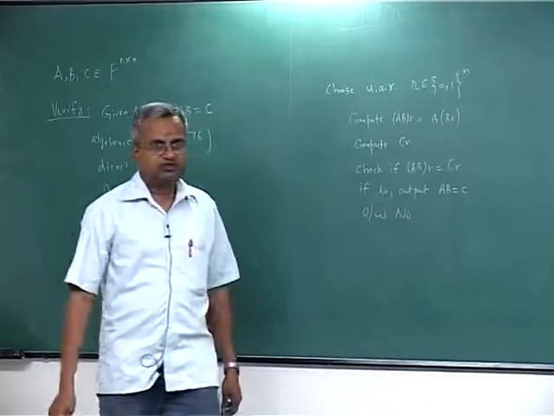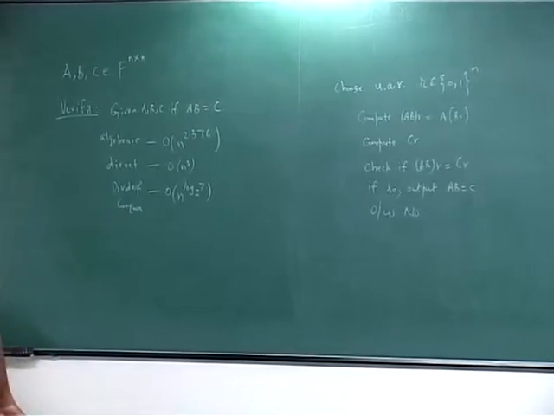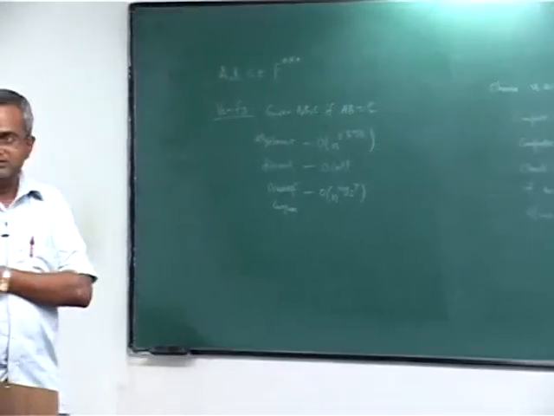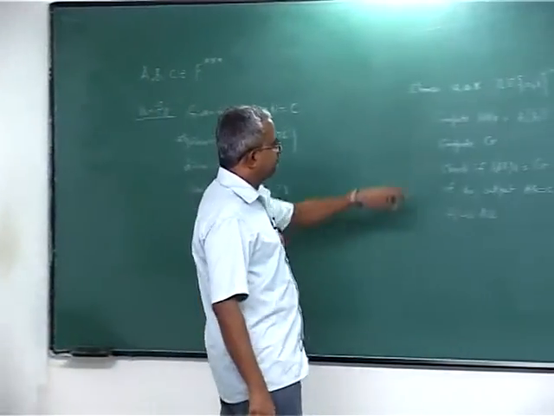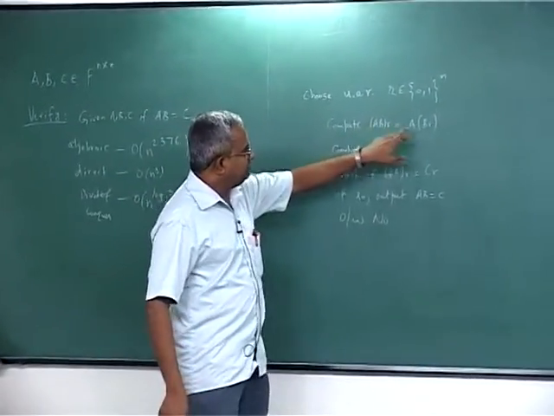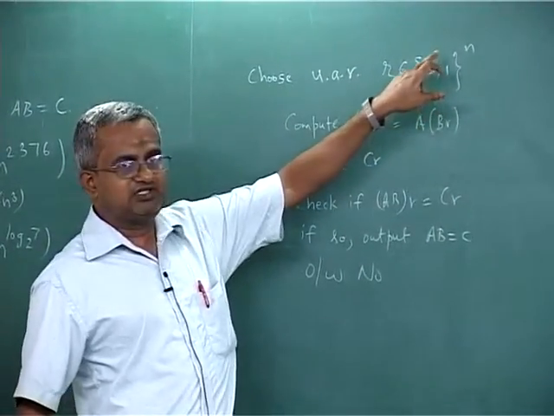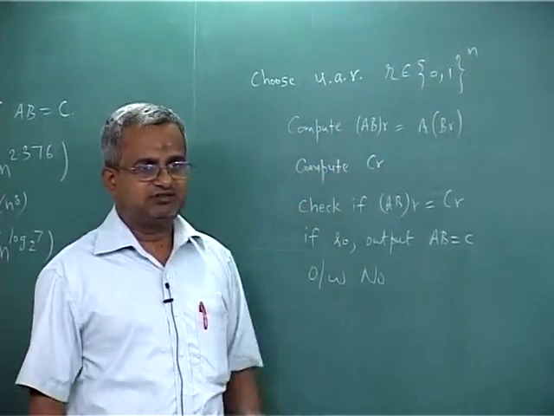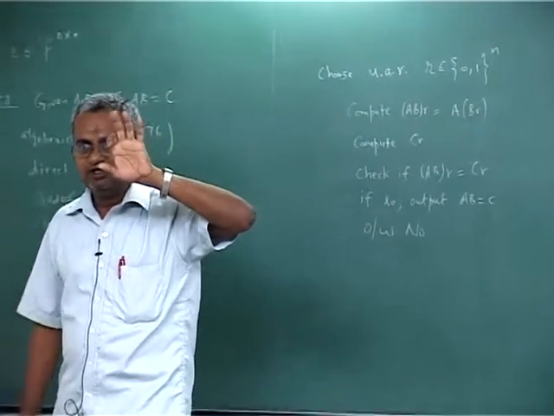Okay. This is what you have. So, what you do is you take uniformly at random a 0-1 vector R and compute this product ABR. Now, recall that B is an n by n matrix, and R is a column vector, an n by 1 matrix. So, an n by n matrix multiplied by a column vector will give you an n by 1 column vector.